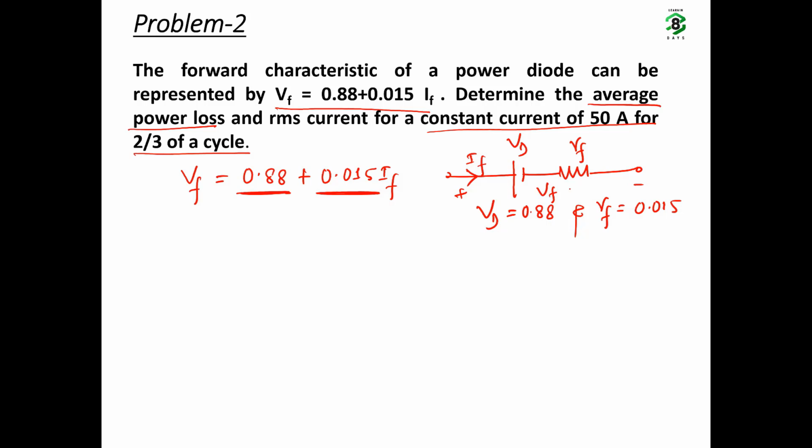In order to calculate the power loss, what is our formula? VD into I average plus RF into IRMS whole square. So we need to calculate the I average and IRMS value. How will we calculate them? For this we have the second information: the constant current of 50 ampere for 2/3 of a cycle. Let us see how it is.